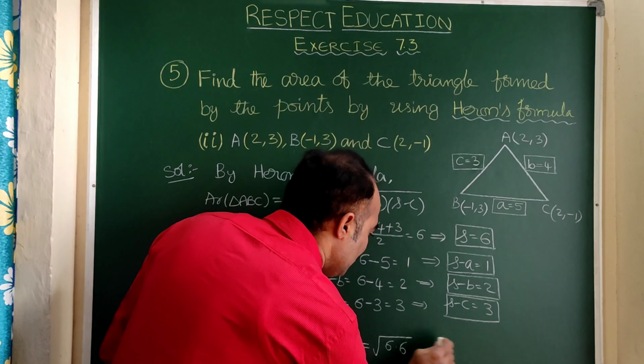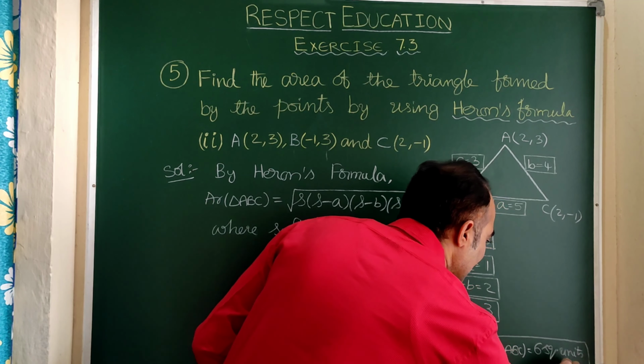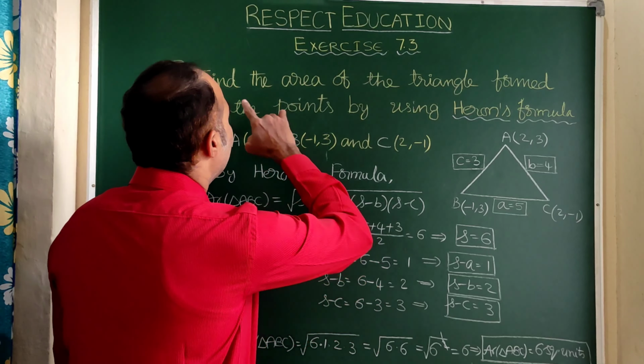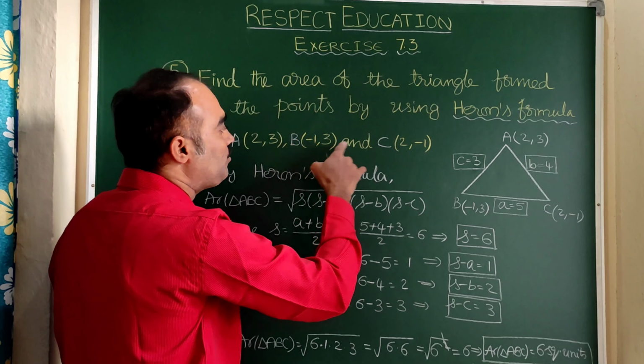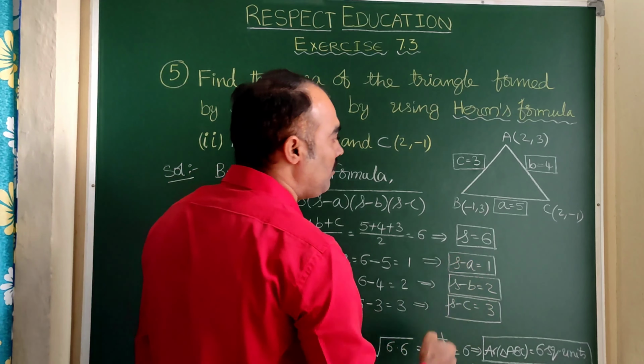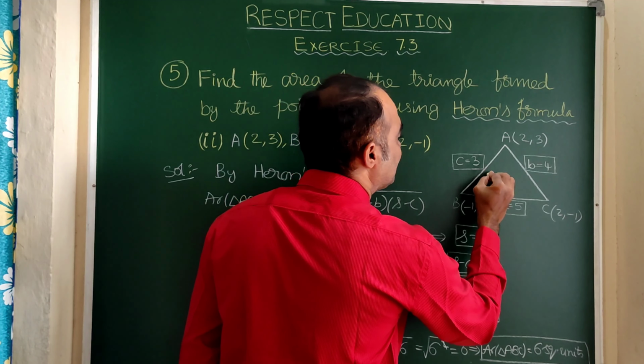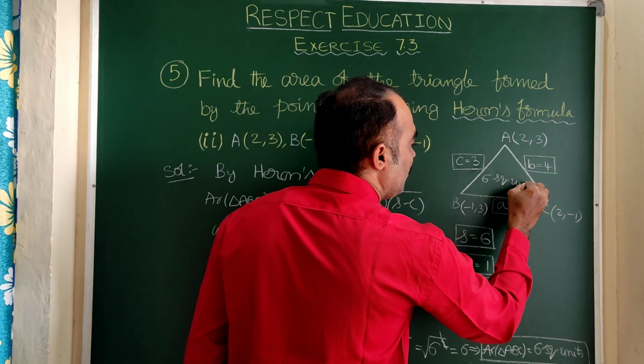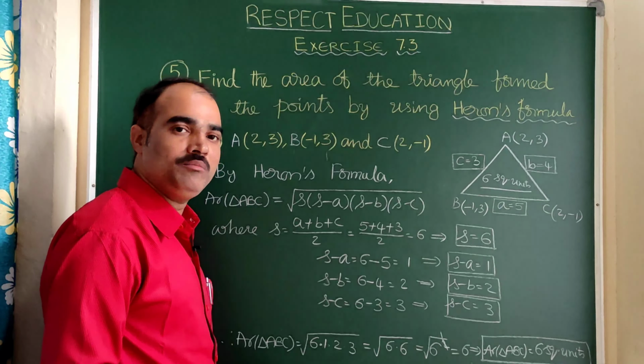That implies area of triangle ABC is 6 square units. So for this triangle the area is 6 square units. Let us see the question. Find the area of the triangle formed by these points by using Heron's formula. So here we got the area as 6 square units, which is the final answer for this bit, that is fifth problem, second bit.